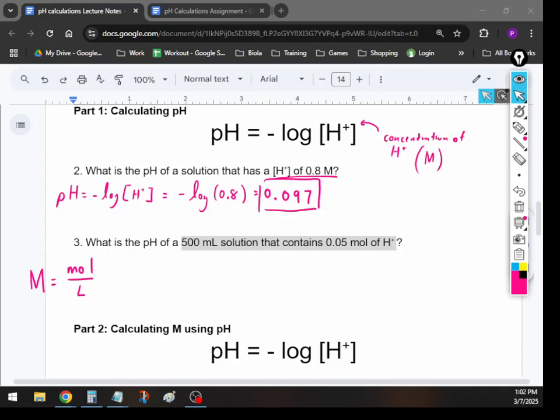I'm going to give you guys about 3 minutes. See if you can solve this from beginning to end. You can work with the person next to you. Again, you need to use these numbers in the molarity equation before you can find pH.